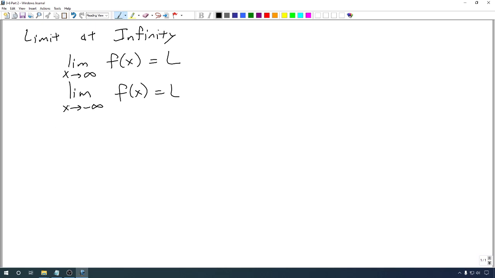It's also possible to talk about limits that are not necessarily a finite number L. We could have a limit as x goes to infinity of f going to infinity. Think about x squared here. If we put in bigger and bigger values of x, we get bigger and bigger values of our function, and there's no bound on how big it can get. It can get bigger and bigger and bigger.